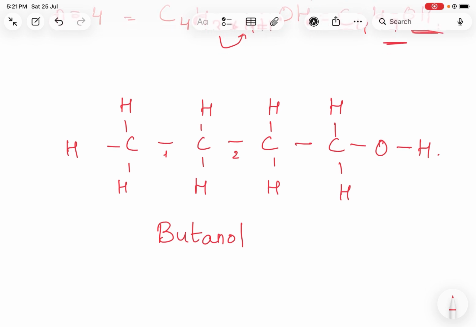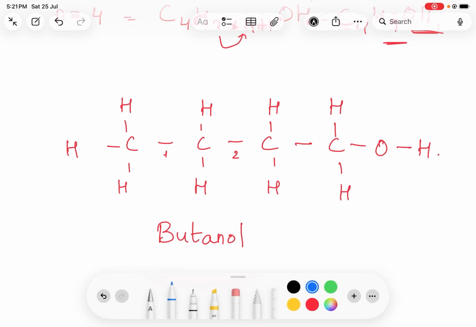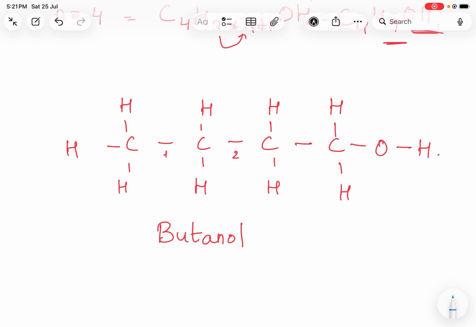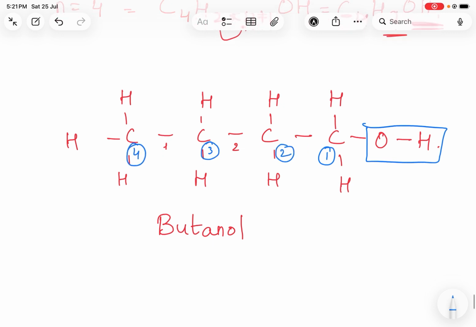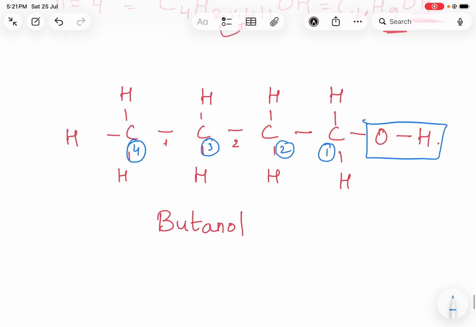Now here you have to understand that I have 4 carbon atoms and I can shift my OH group from the first carbon to any other carbon atom. I had my OH group attached to this carbon, so I'll number it as 1. This is 2, this is 3, this is 4. So if I number it and write the name, it should become butan-1-ol. The position of the OH group is at the first carbon and ol. This is the name that I should use.